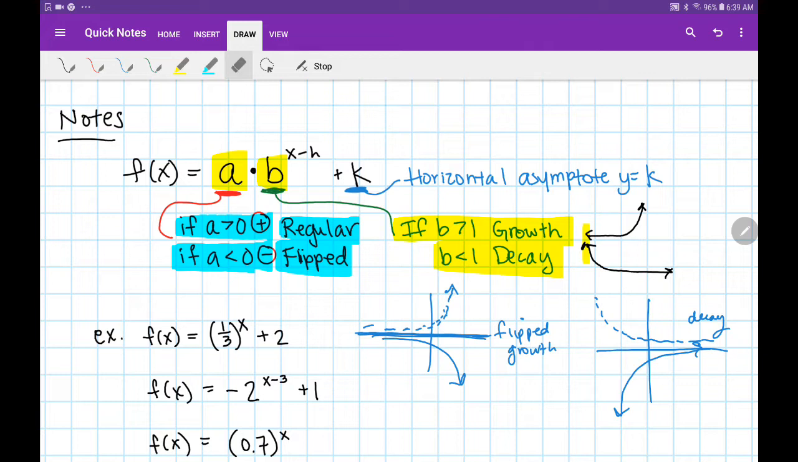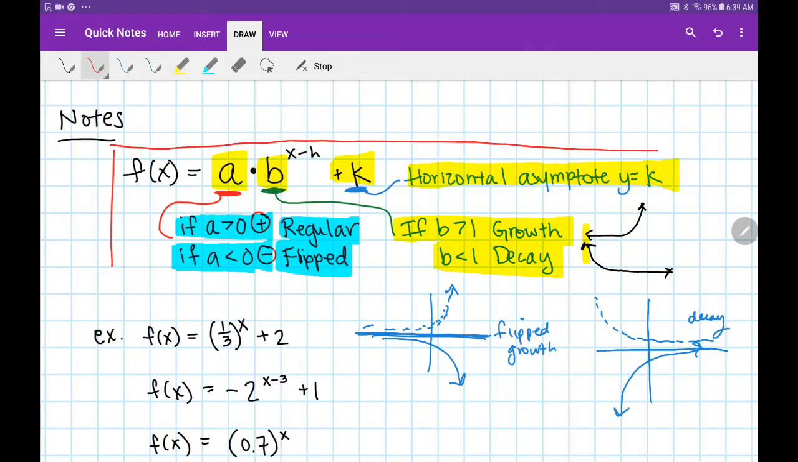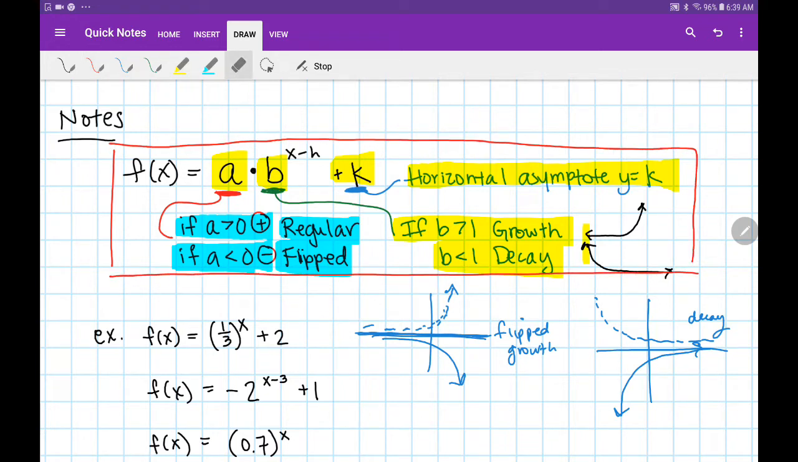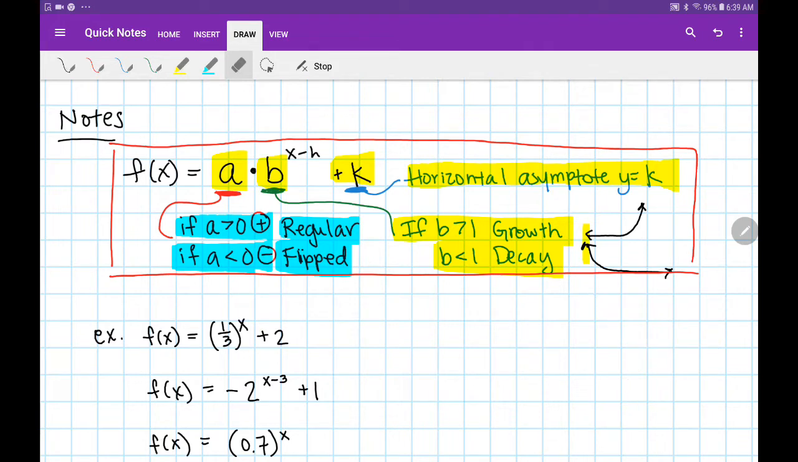So, last but not least, we have this number being added on at the end, that plus k. And that's going to be our horizontal asymptote. That tells us how high or how low this graph is going to go. So, just make sure you have these notes down, because they're going to be really helpful as we move into our examples. Okay, let's do some quick ones just to get the point across.